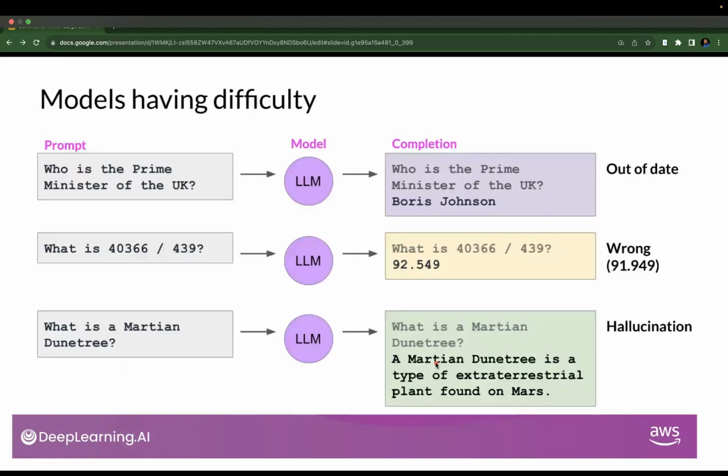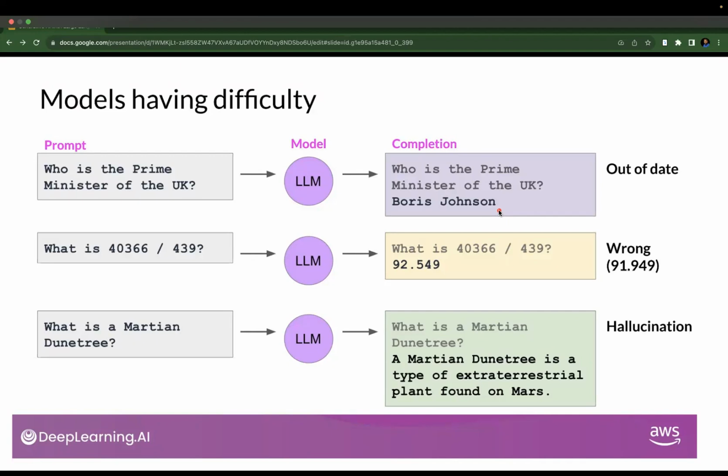Now, even if a model is deployed, the LLM is prone to a few other issues or challenges. One problem is the model can get out of date. So let's say you trained your LLM on lots of text data, and at that time, the Prime Minister of UK was Boris Johnson. But if you query the LLM currently, the Prime Minister of UK is no longer Boris Johnson. So the data on which the LLM was trained can get out of date, especially if the data is more related to current affairs.